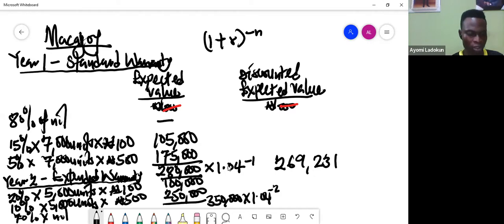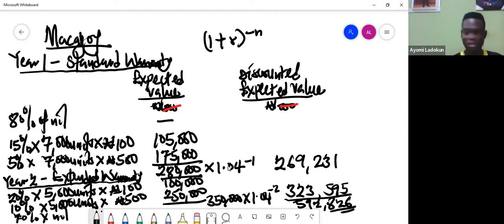So plus 100, then multiply by 1.04 raised to power minus 2. So it gives me something like 323,595. So I will now add it up. We add it up, plus 269,231. So the total will be, is it 592,826? All right. So that's the total.